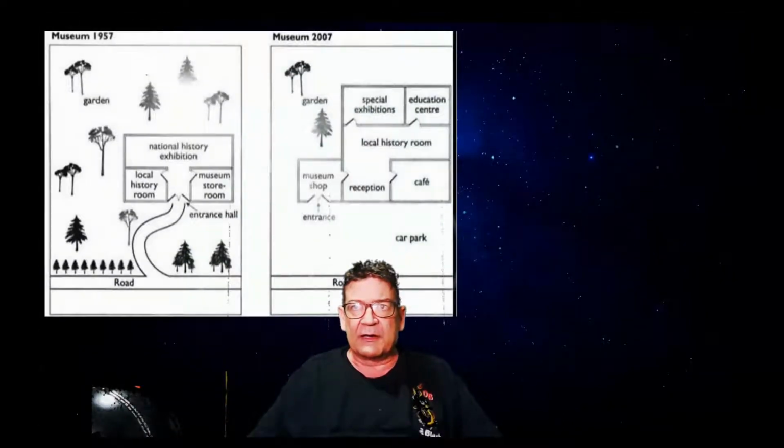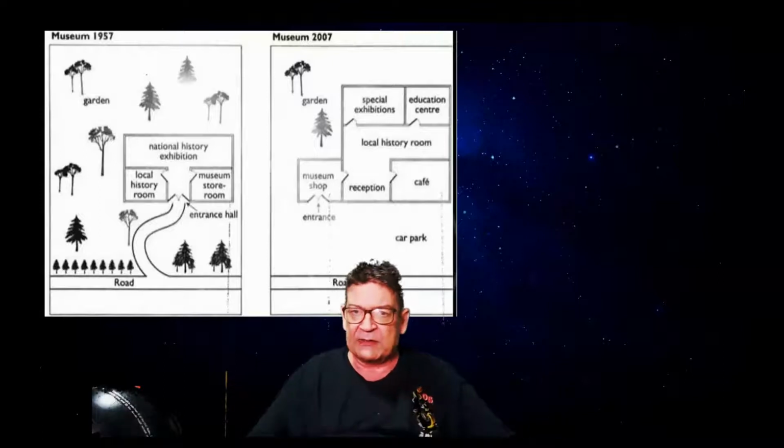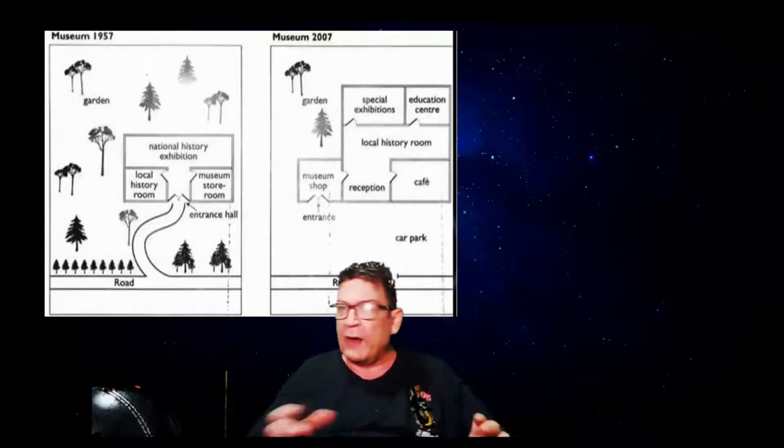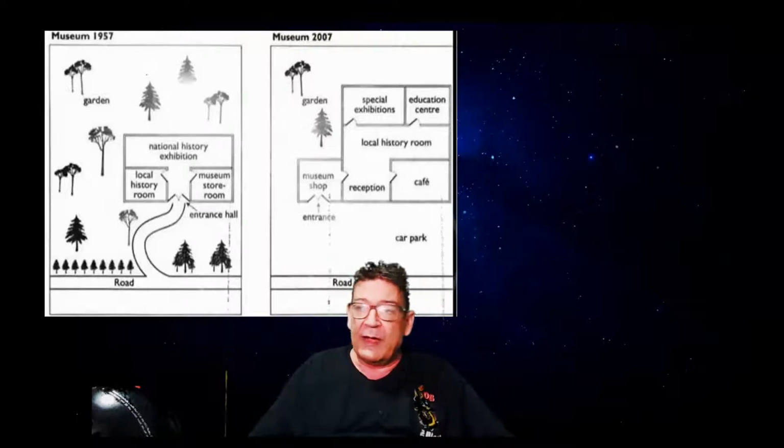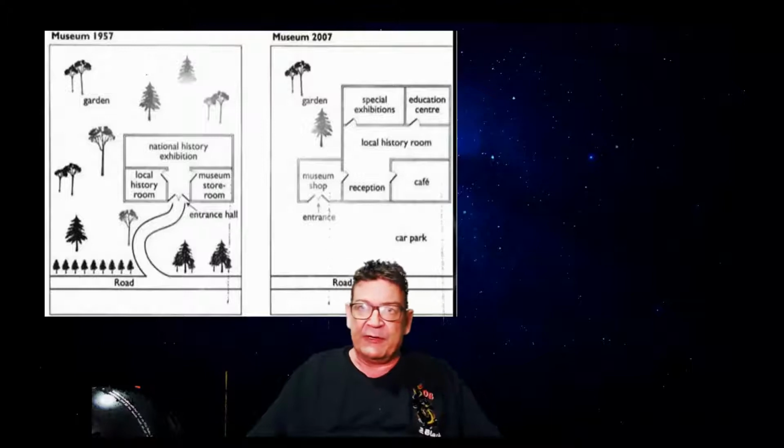I have some other examples. Here's something similar. We've got a museum in 1957 and a museum in 2007. Sometimes it's the present, the past, and then another point in the past. We've got two maps, the past and the past. Sometimes it's before and after development, or sometimes it's now and in the future. Very rarely you'll see three.